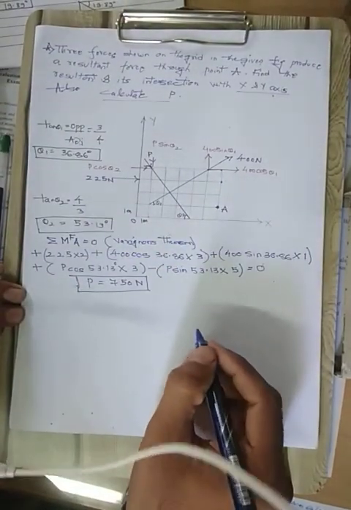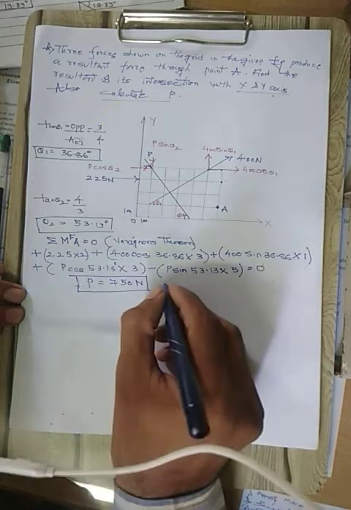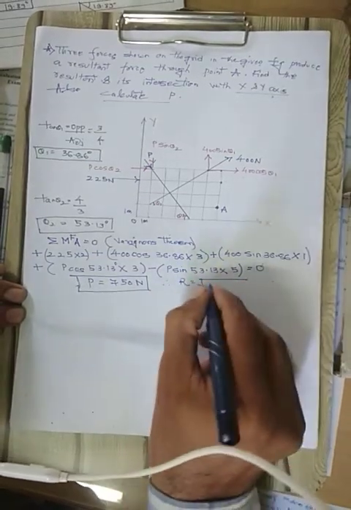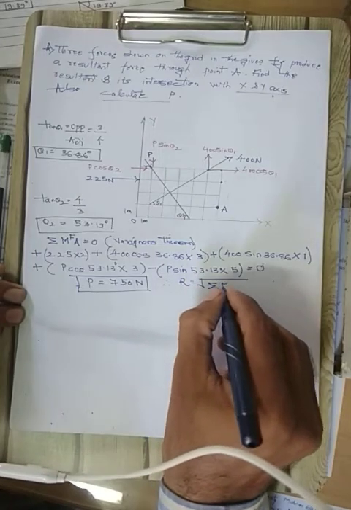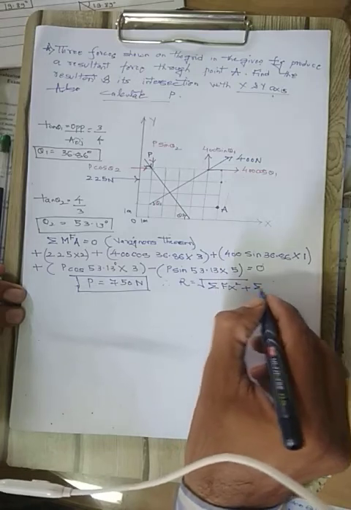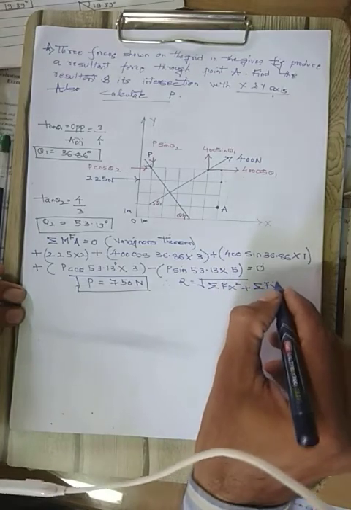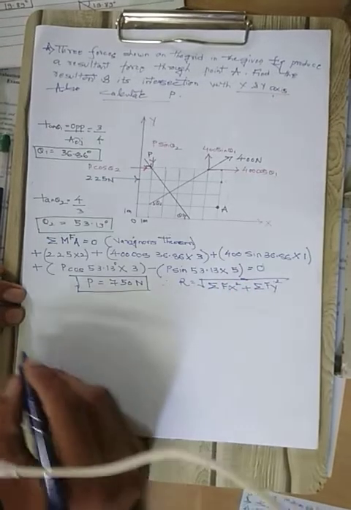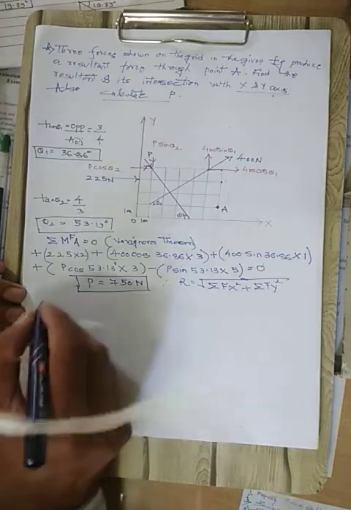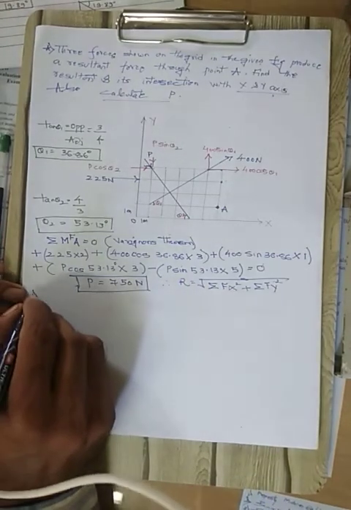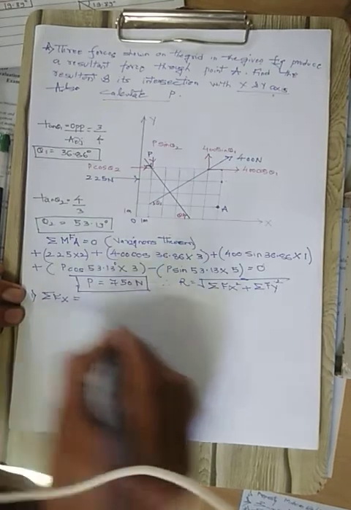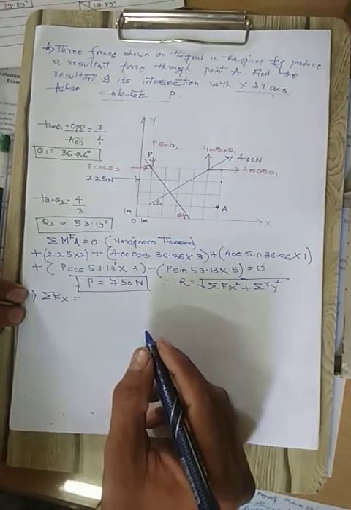So how to find out the resultant? What is the formula for the resultant? R is equal to the square root of Fx square plus Fy square. That means summation of all horizontal squared and summation of all vertical squared. So one by one we will take all the horizontal and vertical components. First, summation of Fx, that is the summation of all horizontal forces.